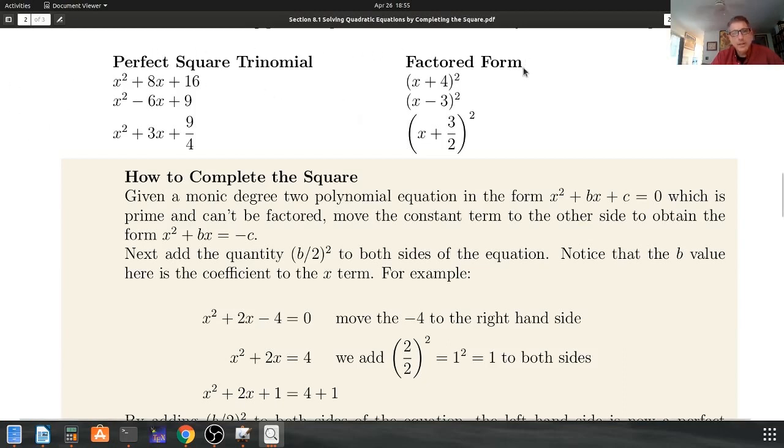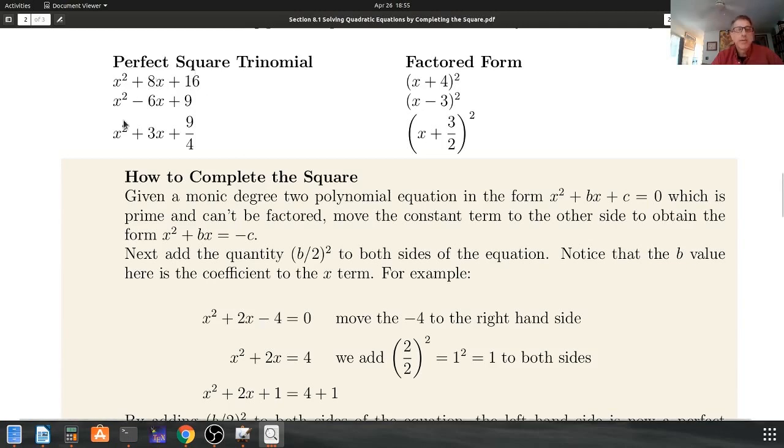So let's look at this little bit of pattern. We have x squared plus 8x plus 16. In factored form, it's (x plus 4) squared. That's interesting. Notice that 16 is a perfect square, and 4 is 1/2 of 8. And 16 is (1/2 of 8) squared.